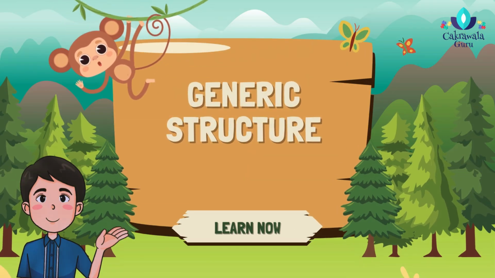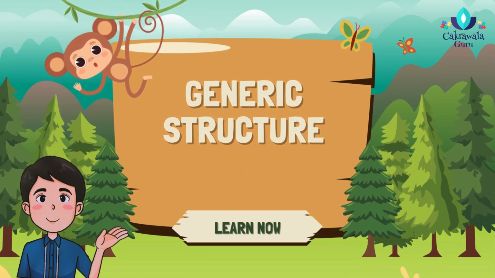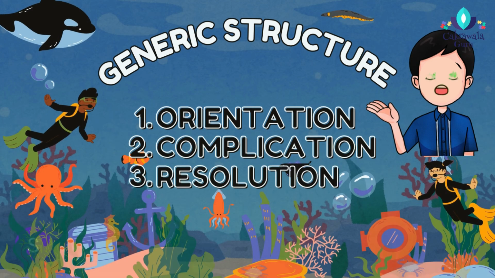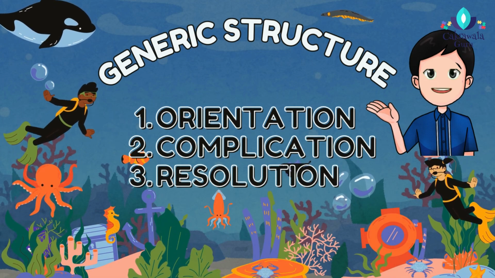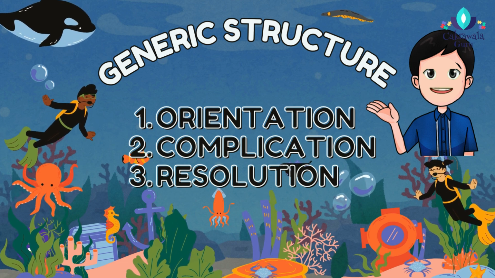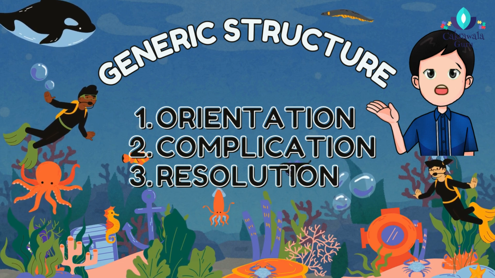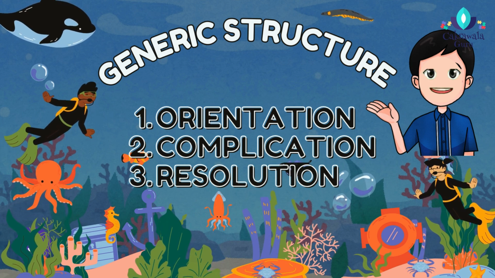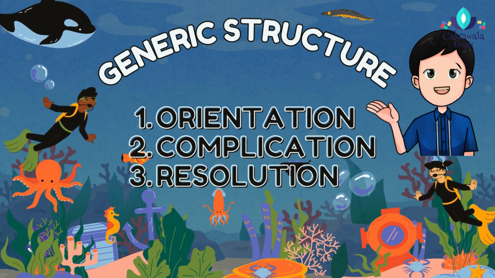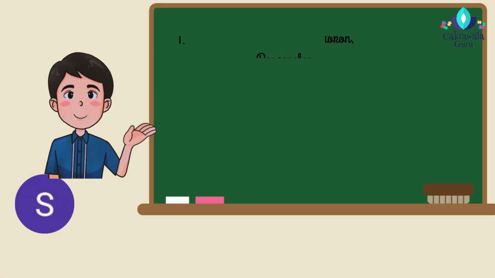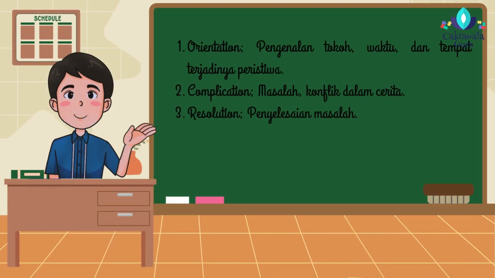Now let's check the generic structure of narrative text. Come on! Yay, everybody! The generic structure of a narrative text usually consists of three elements here. The first is orientation, the second is complication, and the third is resolution. So this is the explanation.